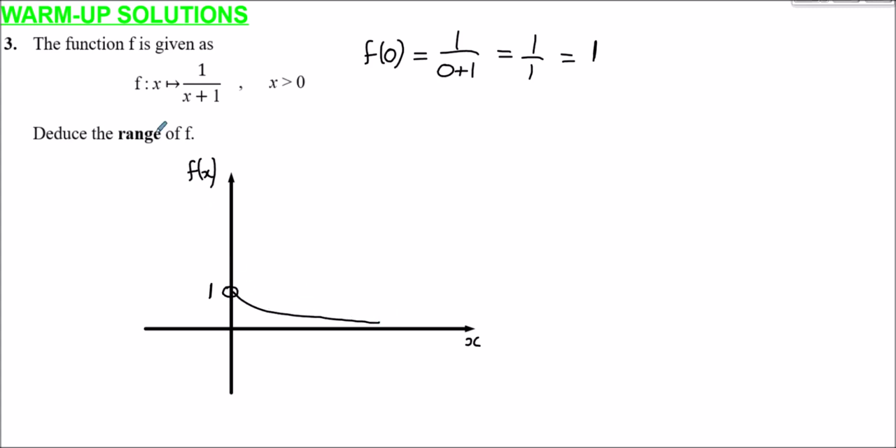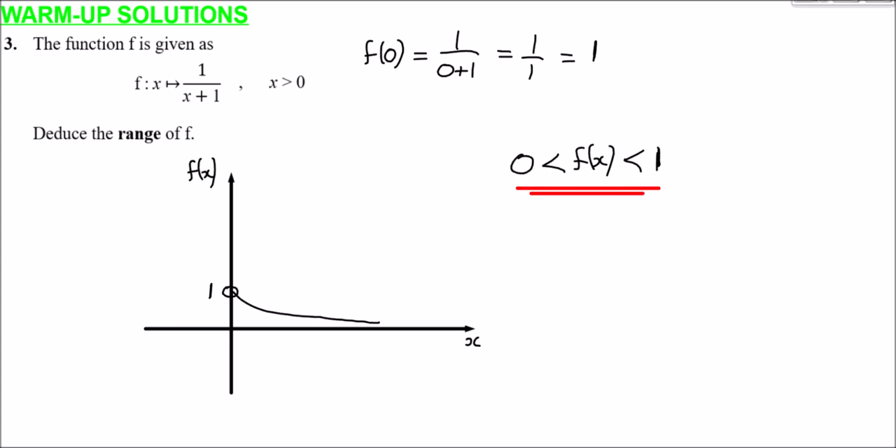And so the range of this function is that f of x is no greater than 1. In fact, it can't be 1 because x has to be greater than 0. So it has to be smaller than 1, but of course it has to be greater than 0. So the range of our function is as follows.